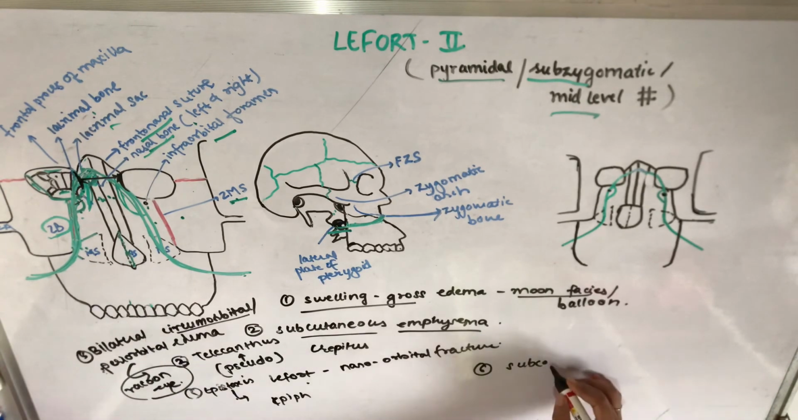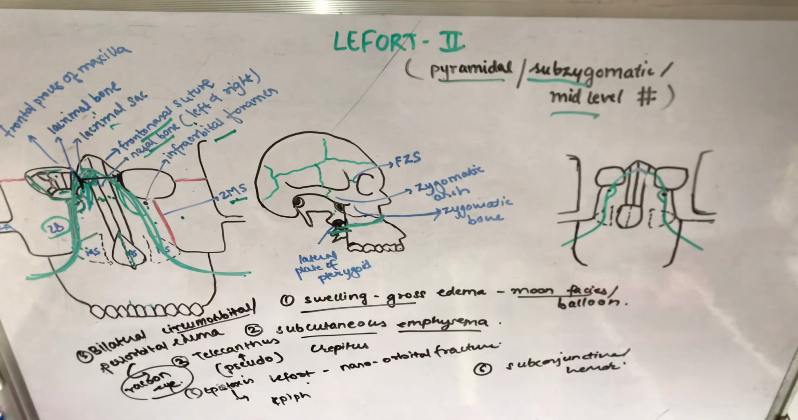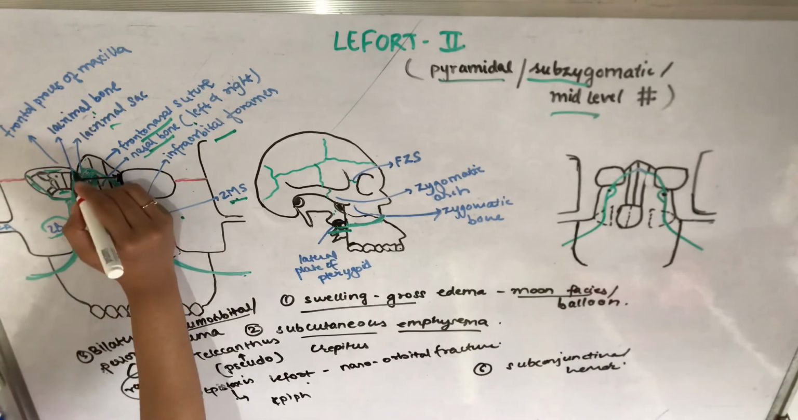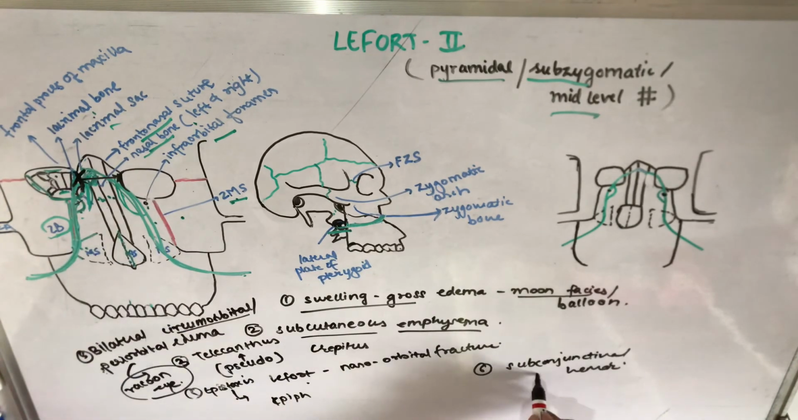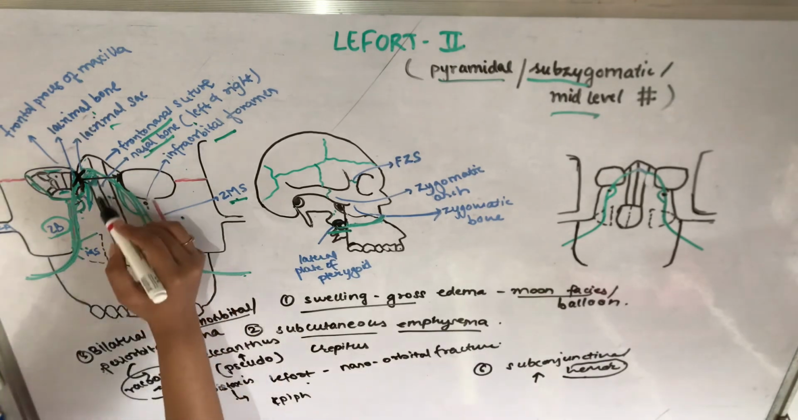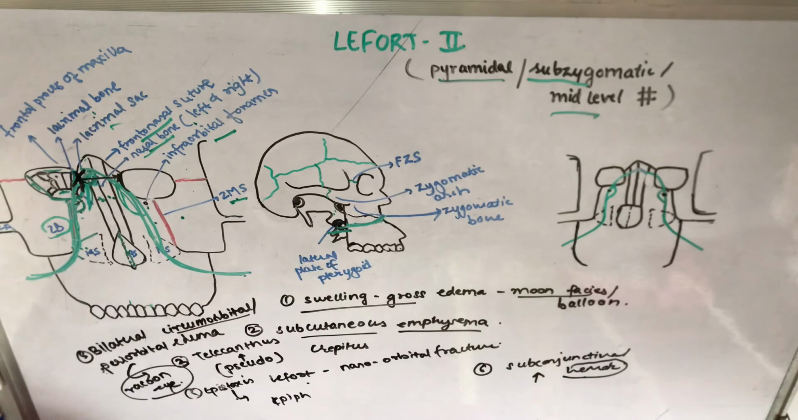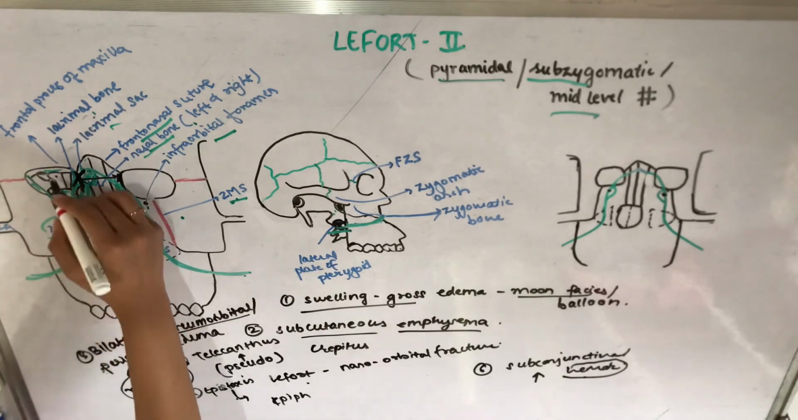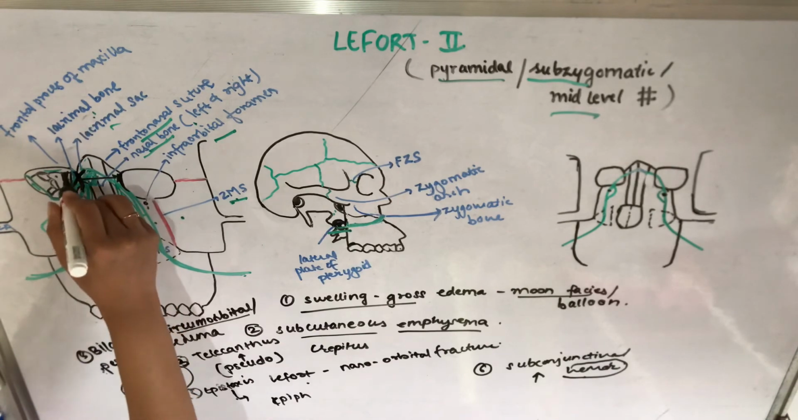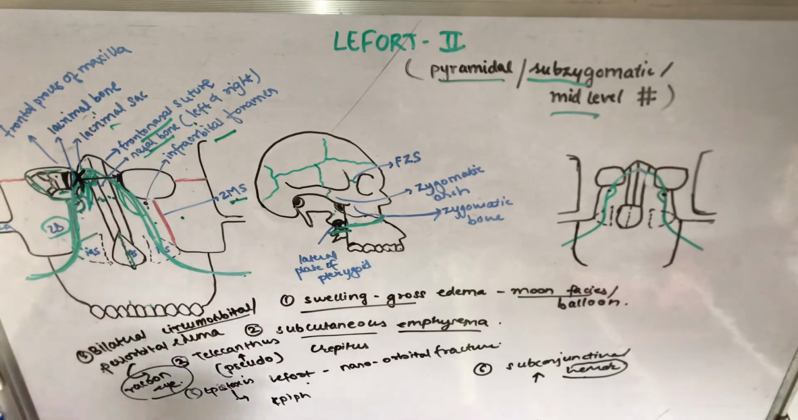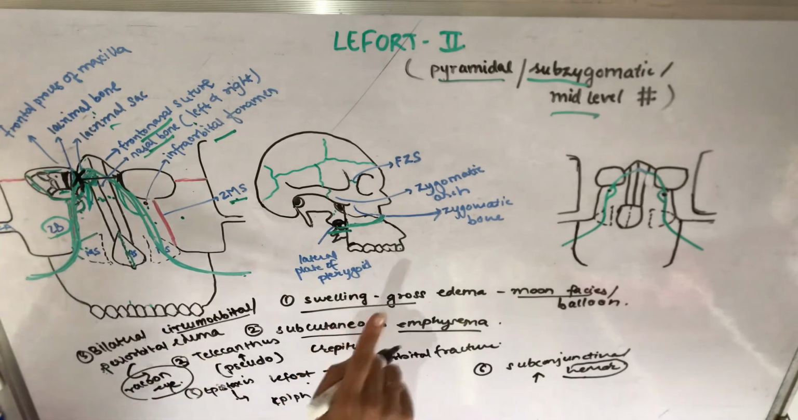Next clinical feature is subconjunctival hemorrhage, and this is restricted to the medial aspect of the eyeball. Now your fracture line is passing through this medial wall, so it is restricted. This subconjunctival hemorrhage is limited to the medial aspect of the eyeball, and it has this posterior limiting demarcation. But this demarcation is usually lost in Lefort 3. So this is the differentiating feature between Lefort 2 and 3.